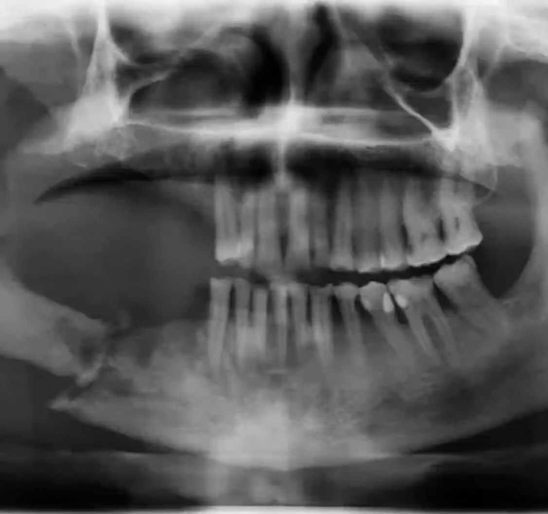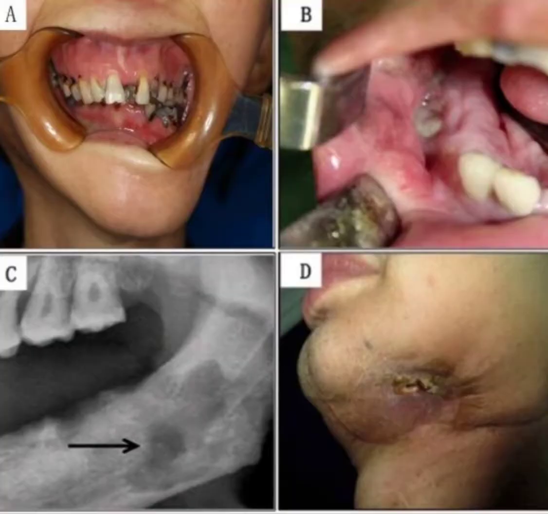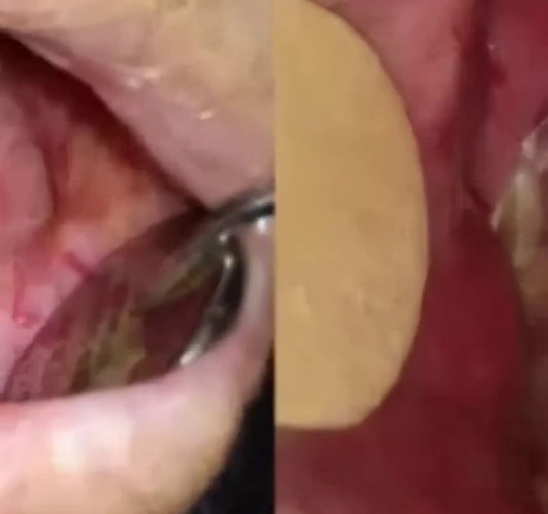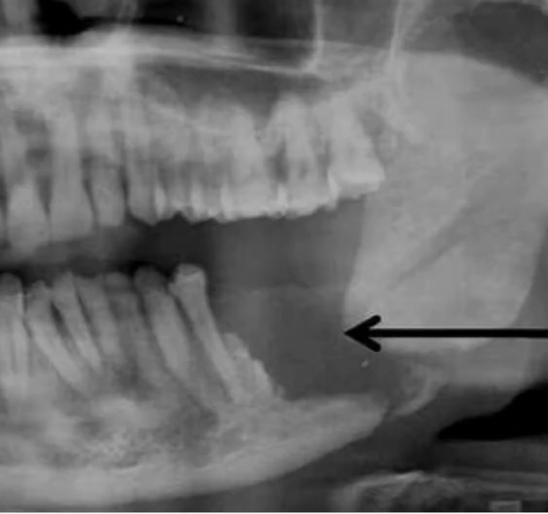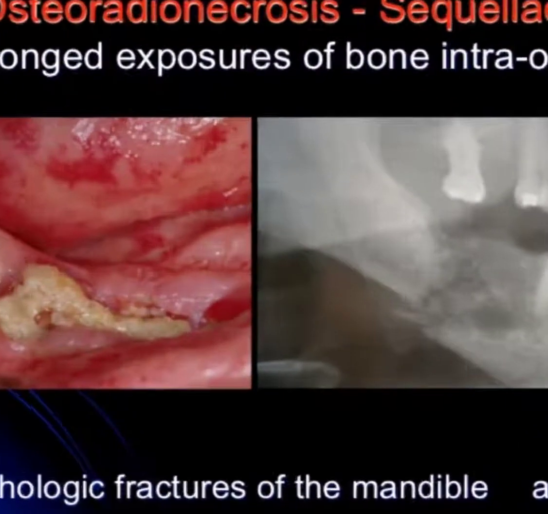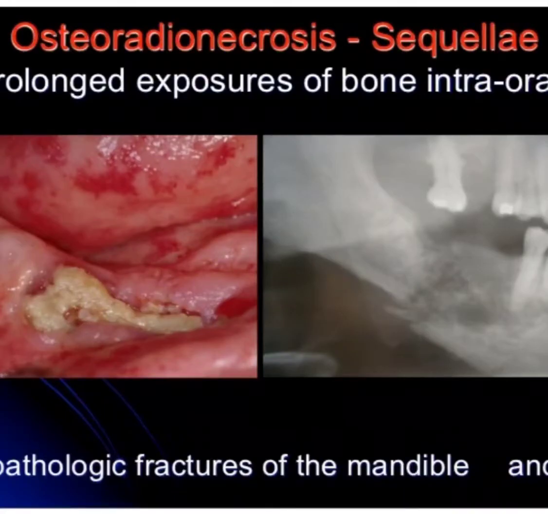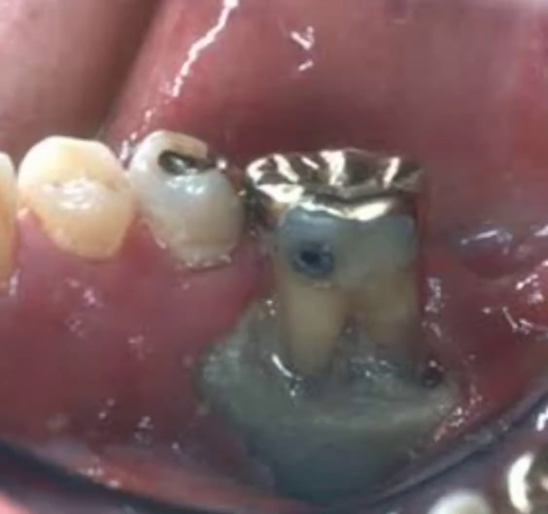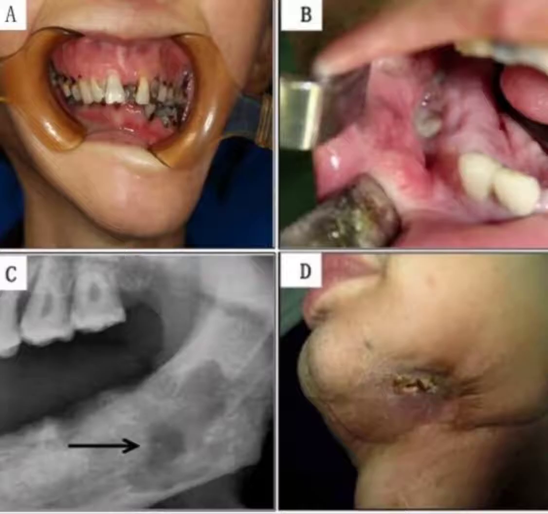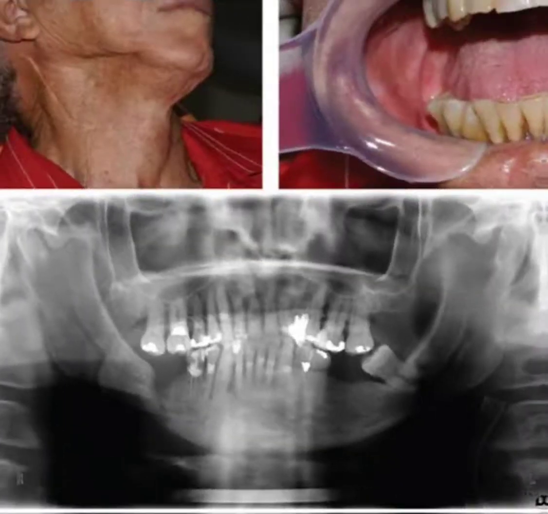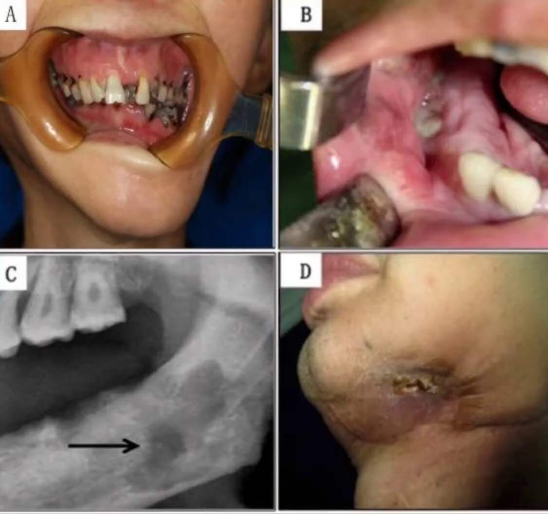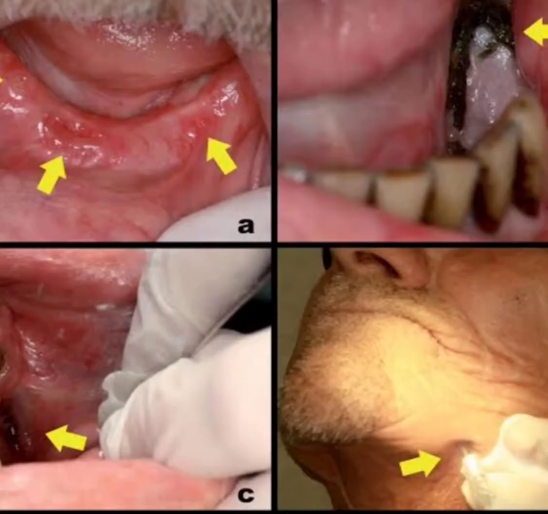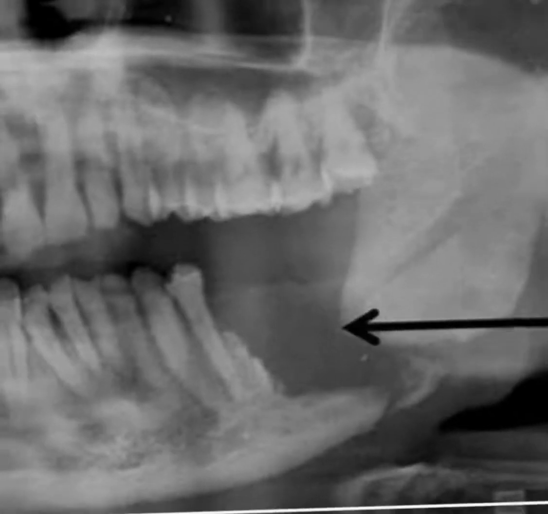Today's topic is osteoradionecrosis. Now the definition: osteoradionecrosis is bone death due to radiation. The bone dies because radiation damages its blood vessels. Osteoradionecrosis is a rare side effect that develops sometime after radiation therapy has ended. It usually occurs in the lower jaw or mandible.